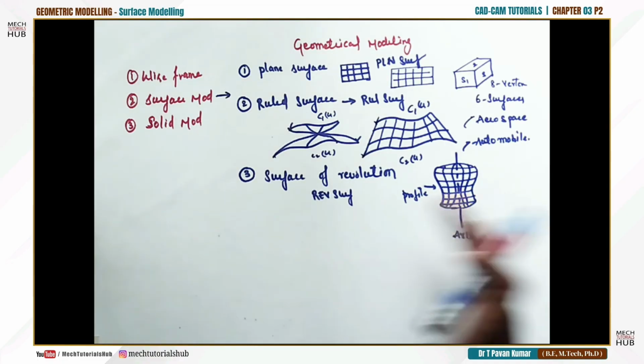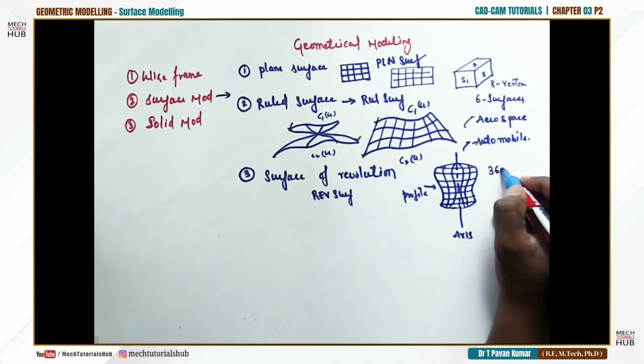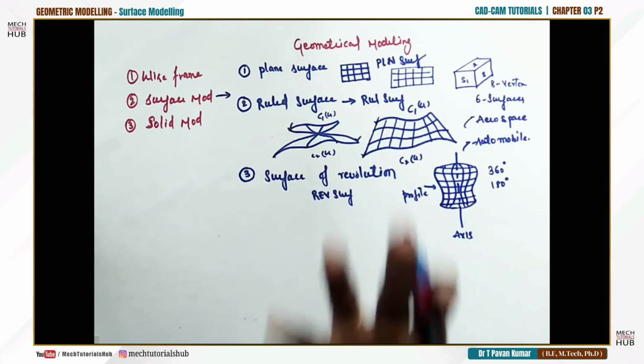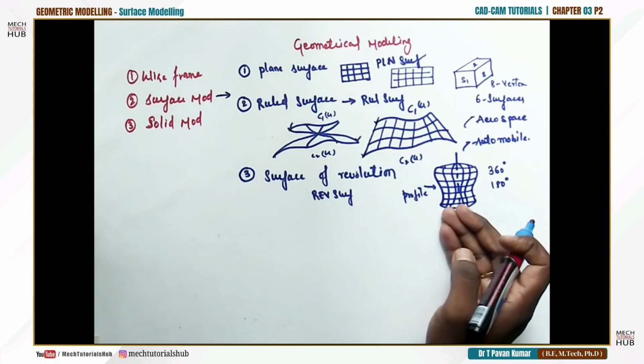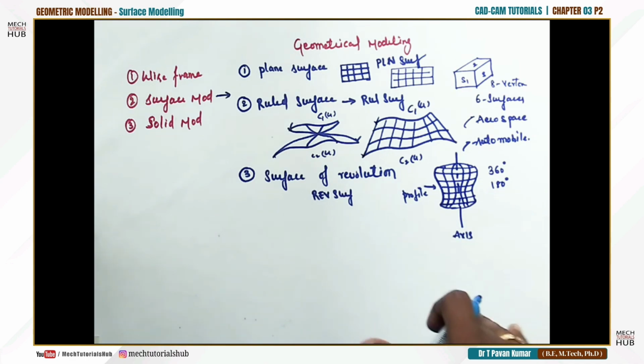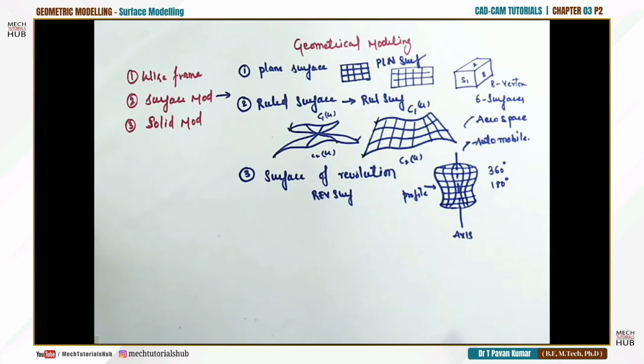The profile will rotate with respect to the axis 360 degrees. You need to give the angle also, 360 degrees rotation or 180 degrees rotation. Accordingly it will rotate and give you a surface. It is not a solid, it is just a surface. If you view from the top, the bottom is completely visible. If you pour something inside, it will come out. It is completely open, hollow.